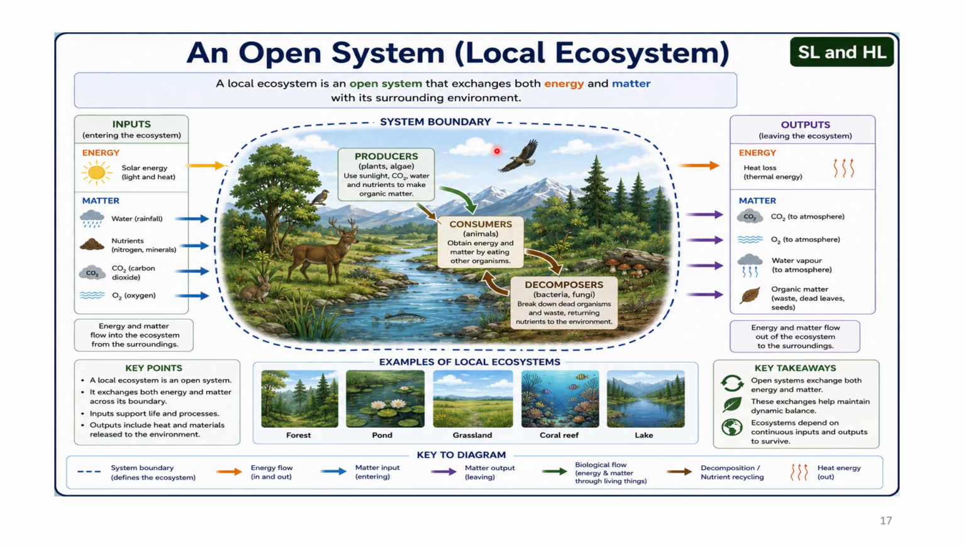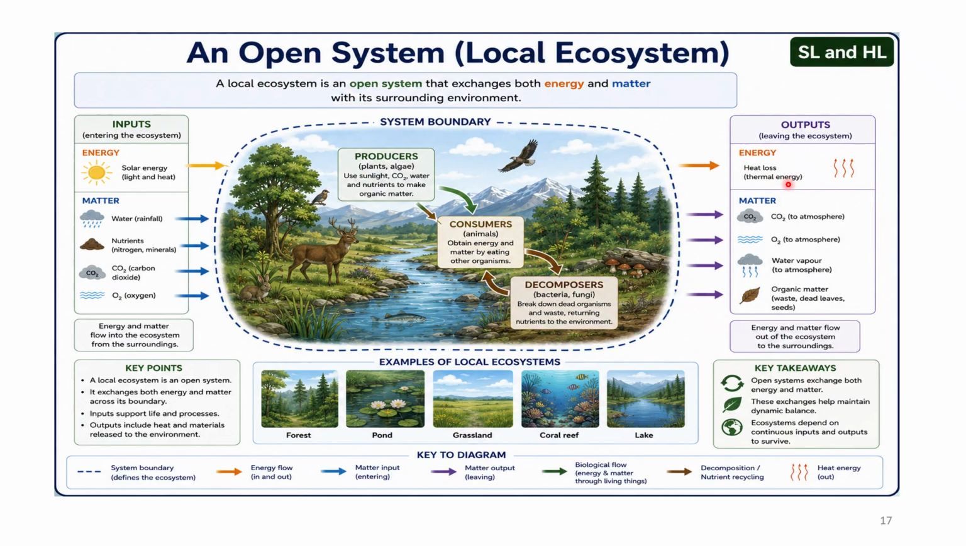Within the system boundary, producers such as plants and algae use sunlight, carbon dioxide, water, and nutrients to produce organic matter through photosynthesis. Consumers, including herbivores and carnivores, obtain energy and matter by feeding on other organisms. Decomposers, such as bacteria and fungi, break down dead organisms and wastes, returning nutrients to the environment and supporting nutrient cycling. The ecosystem also generates outputs.